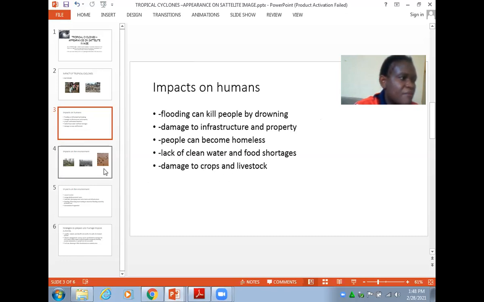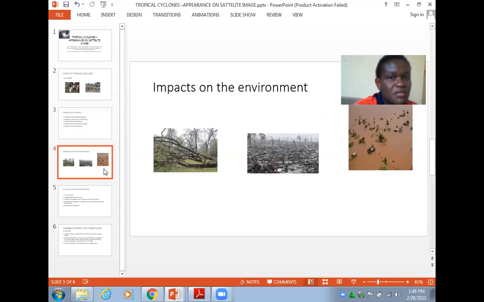What about the environment? The environment is not spared by tropical cyclones because of the torrential rain and also because of the strong winds. Look at these trees falling. Remember, the winds can reach 160 kilometers per hour. So you find that these tropical cyclones can even uproot trees. There is destruction there, and also heavy torrential flooding over these areas as a result of these tropical cyclones.